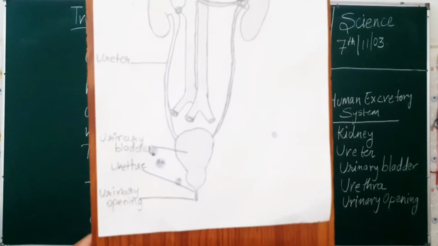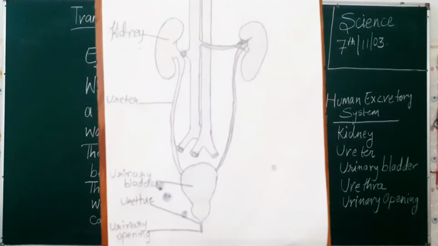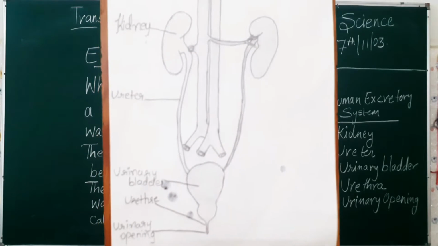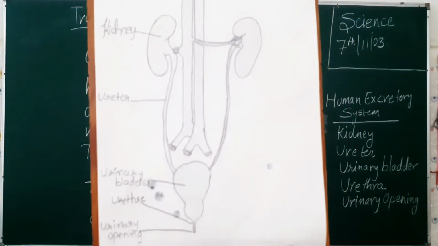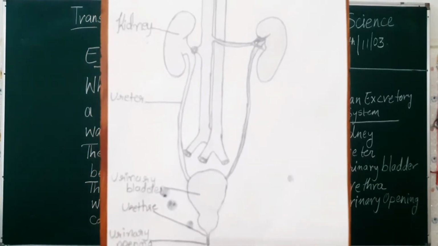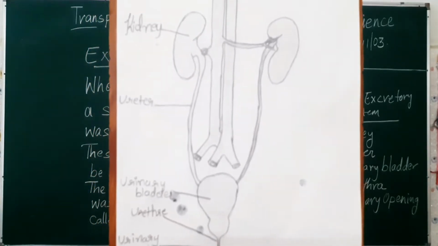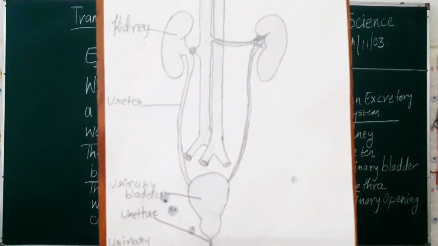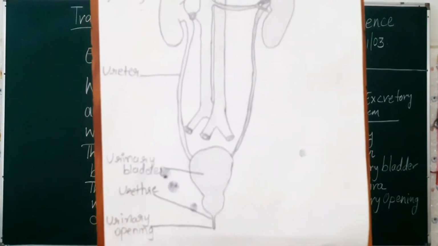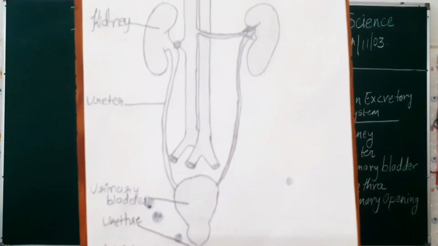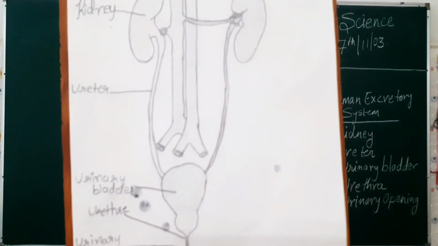Over there, when the bladder is full, what happens? It has to go outside the body. Then it goes through the urethra, which is a small pipe. Below the urethra there is the urinary opening. From there the urine goes out of the body. Just see it carefully. I hope it is clear to you.